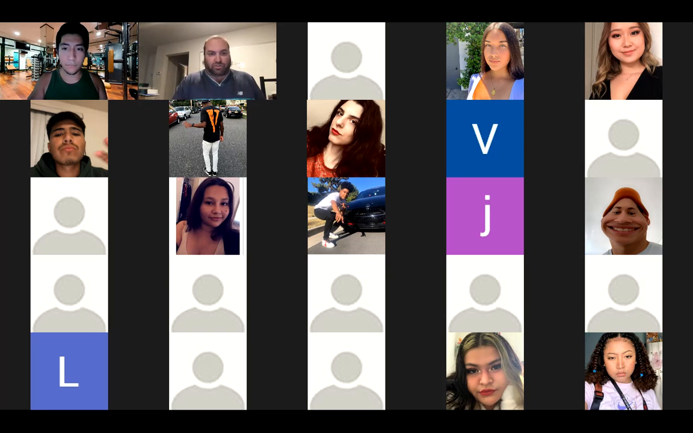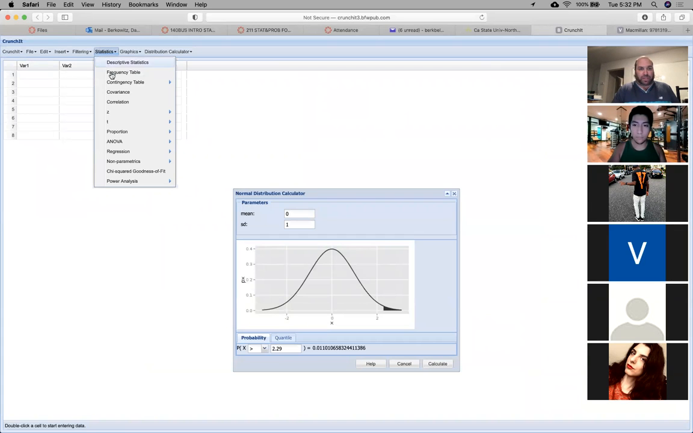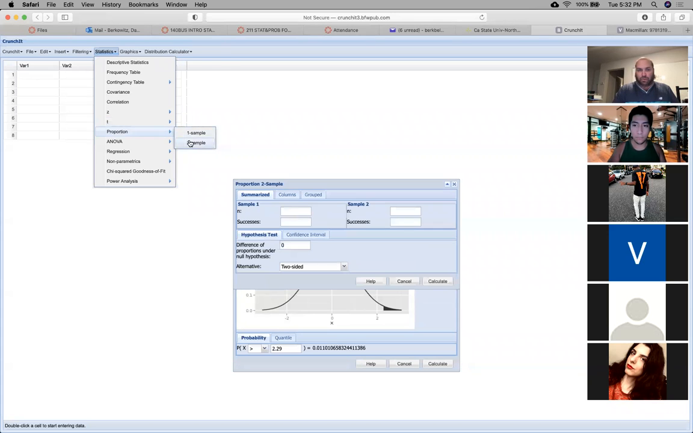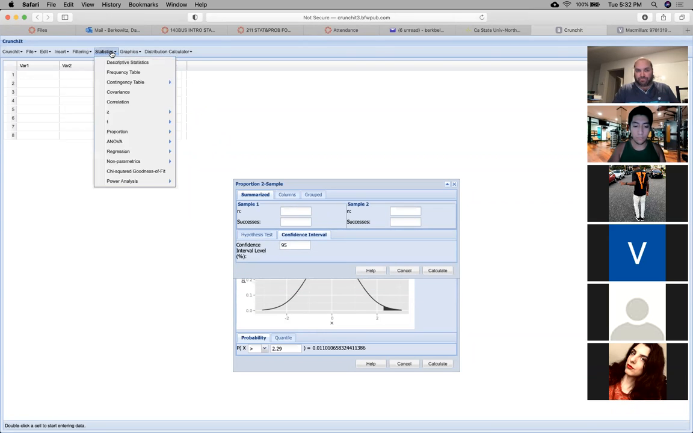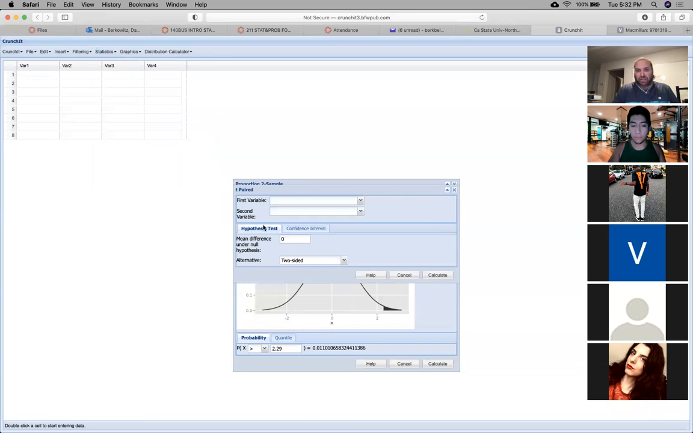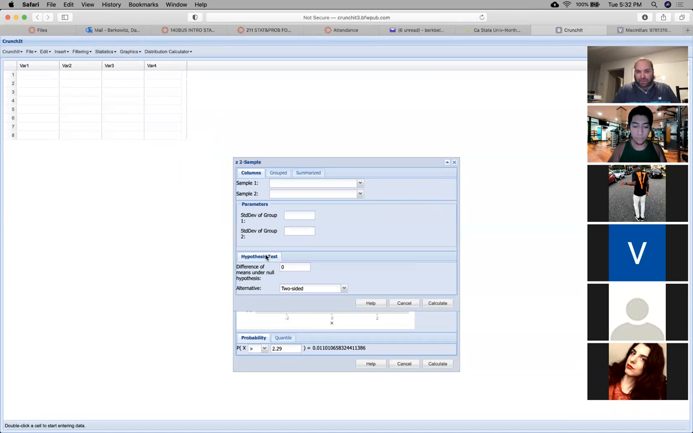If I go back to Crunchit for a second, you'll notice that when I go to statistics, I have Z, 1 sample, 2 samples, T, 1 sample, 2 sample paired, and proportion 1 sample, 2 samples. So there's 7 different scenarios, and any one of them will have a hypothesis test and a confidence interval possibility. Whether it's T, paired, hypothesis test, confidence interval. Z, 2 sample, hypothesis test, no confidence interval. Even better, we don't have to worry about that one.